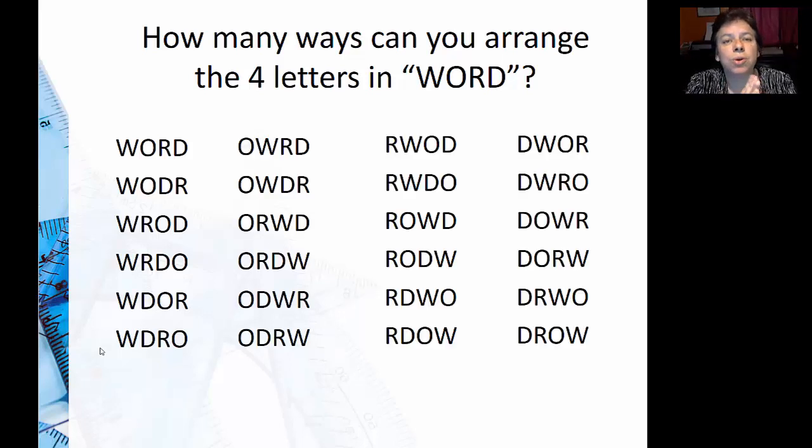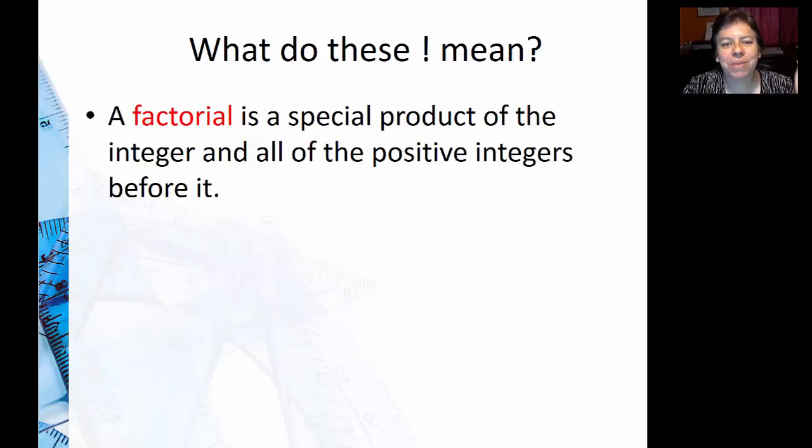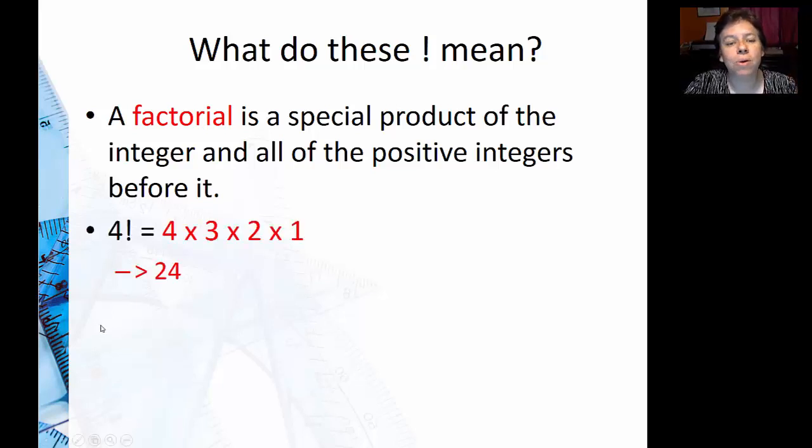So there's actually a shortcut for doing this math. We call it factorials, and that's where we say the positive integer with an exclamation mark. So when you see a number with an exclamation mark, that doesn't mean I have to shout it. It just means it's a factorial, which is a special product of the integer and all the positive integers before it. As I said before, 4 factorial is 4 times 3 times 2 times 1, which is the same as 24. No exclamation mark on the 24.